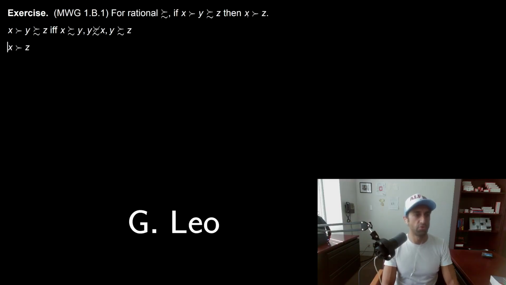Really this is two goals. Goal one is going to be that x is at least as good as z, and goal two will be that we have to show that z is not at least as good as x.